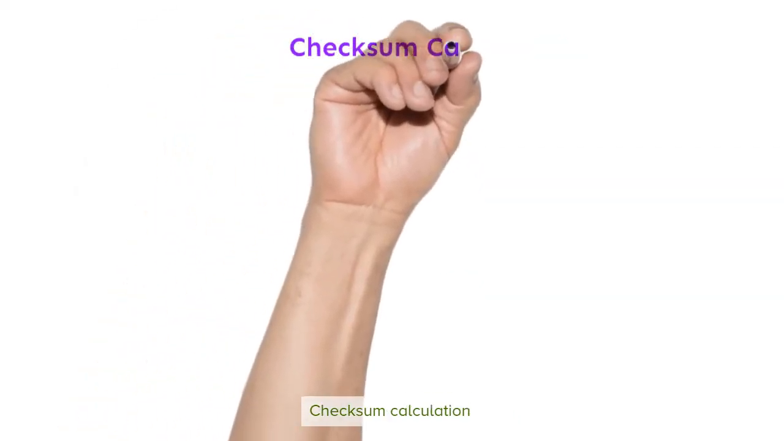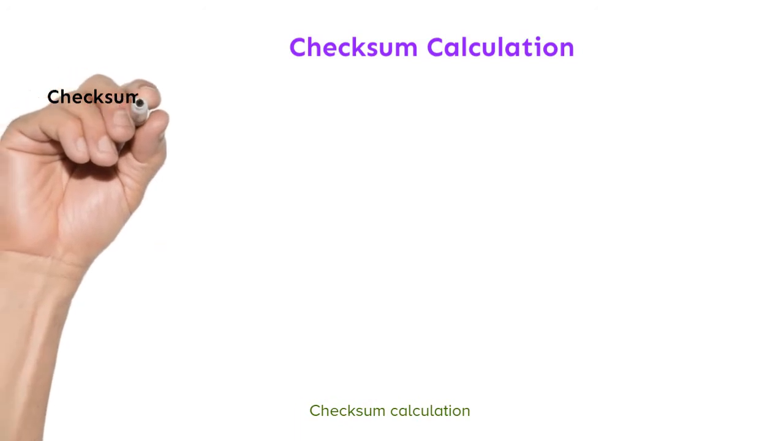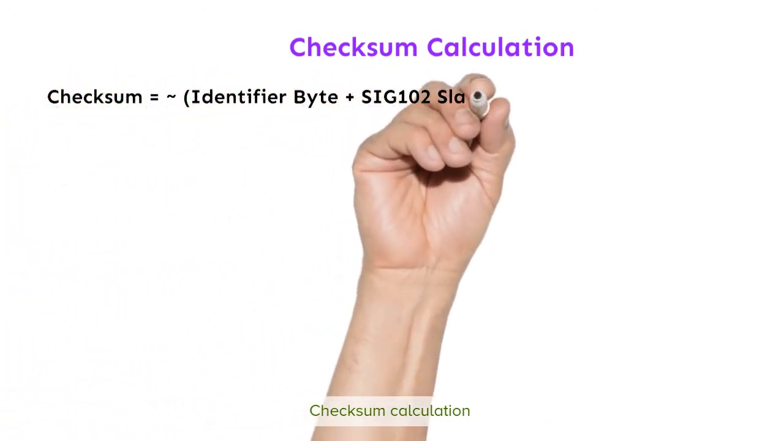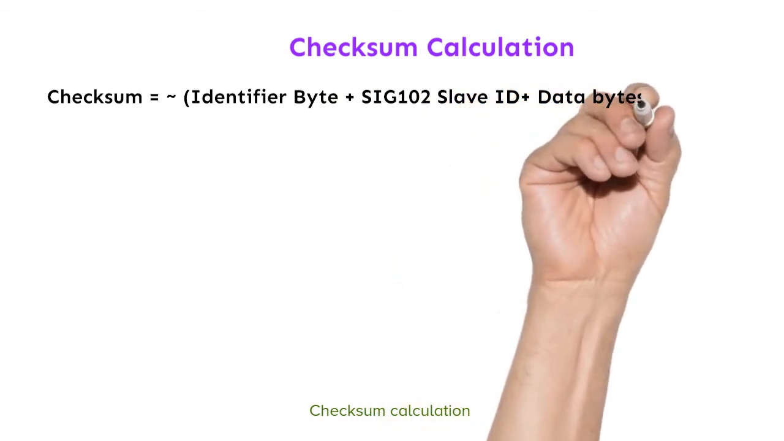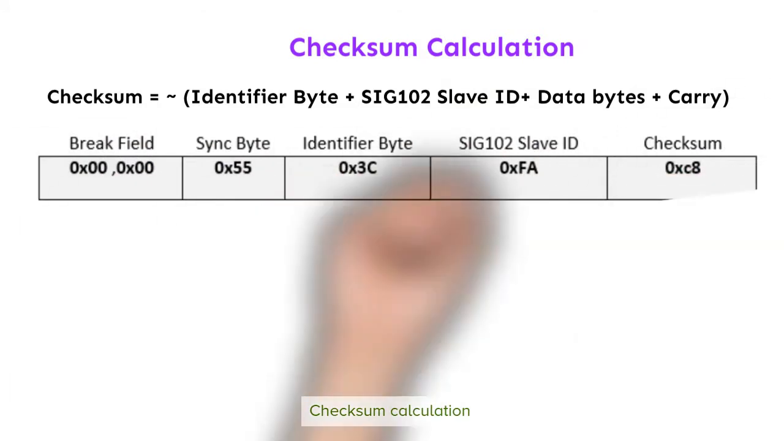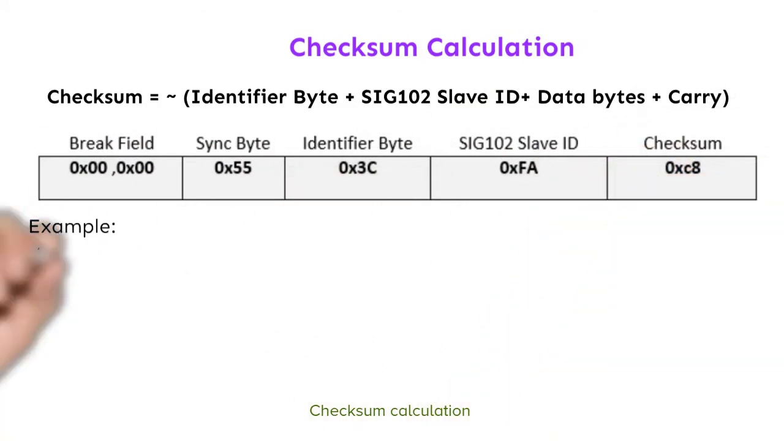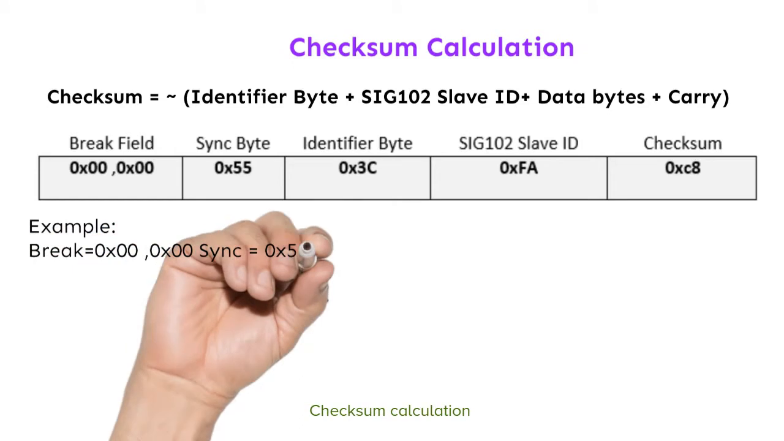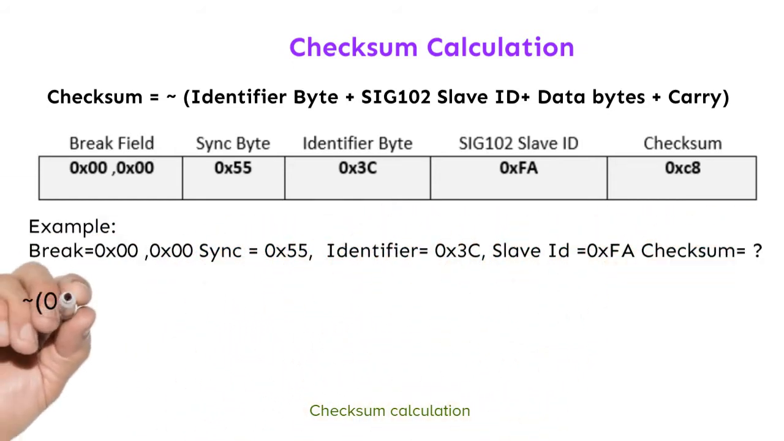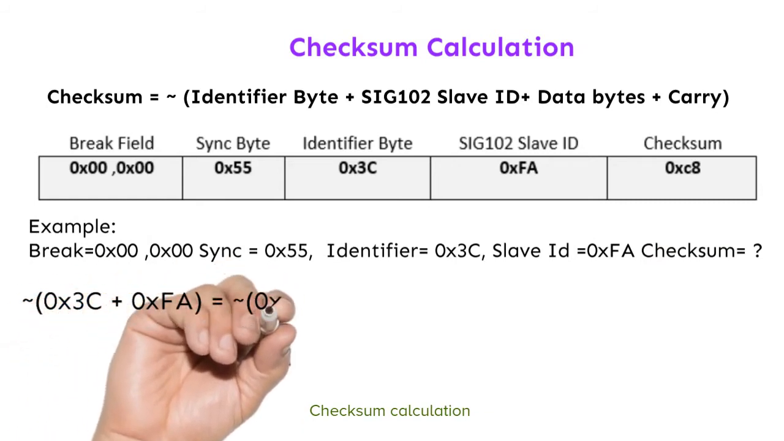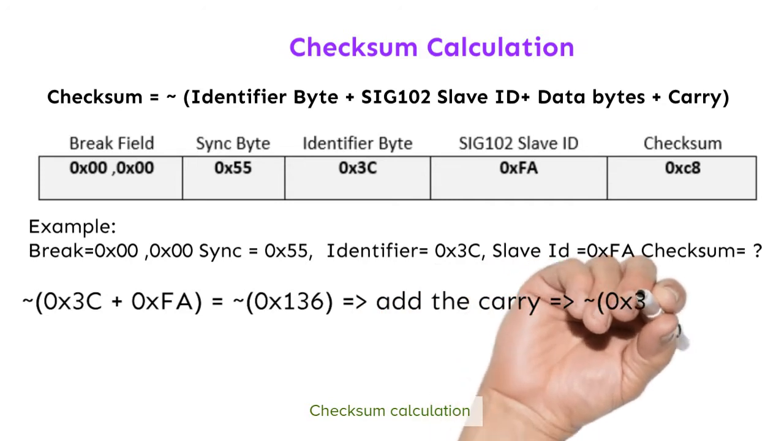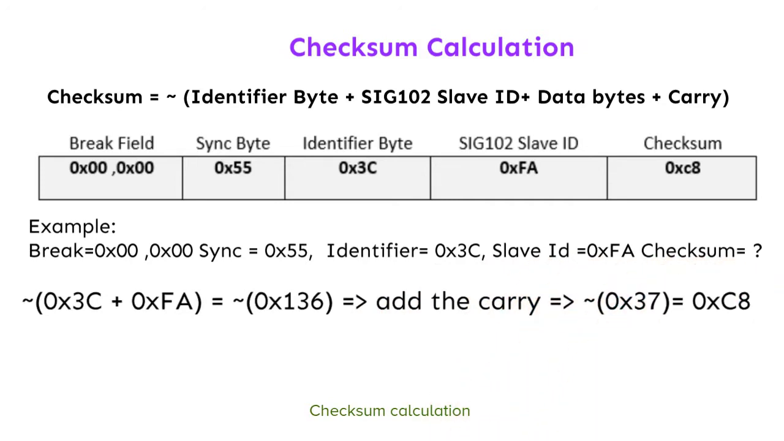The checksum calculation: checksum equals complement of identifier byte plus SIG102 slave ID plus data bytes plus carry. Example: break equals 0000, sync equals 55 hex, identifier equals 3C hex, slave ID equals FA hex. What is the checksum? Complement of 3C plus FA hex equals complement of 136 hex. When adding the carry, it equals complement of 37 hex. The checksum is C8 hex.